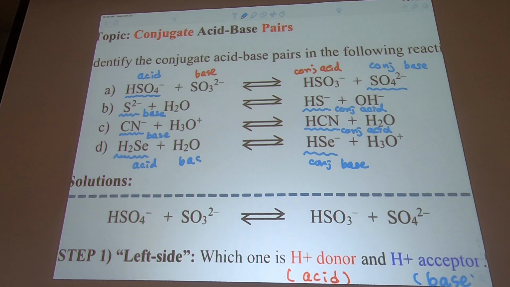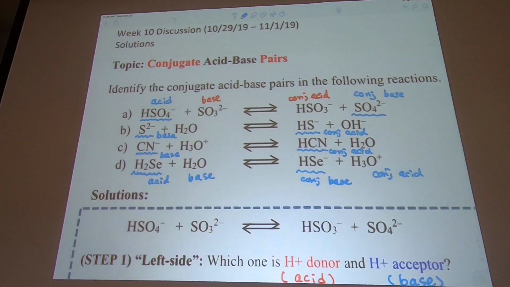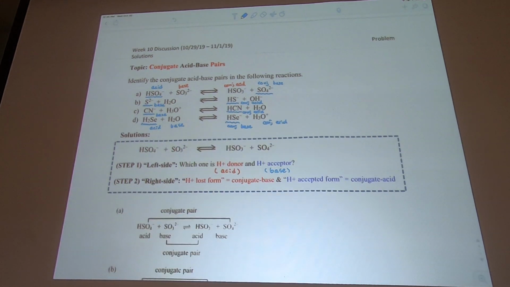This is a base. This is a conjugate acid. So I guess really the key word is the conjugate acid and base pairs. They always work in pairs, and this is something that you.